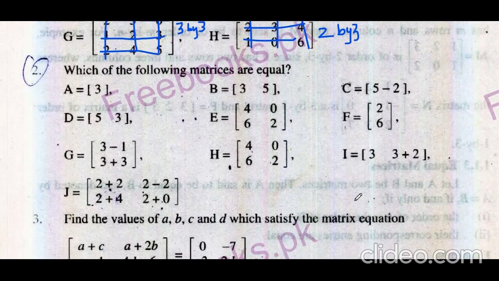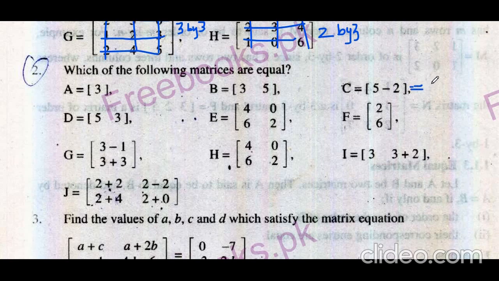Question number 2. Which of the following matrices are equal? Just first read all the matrices carefully. Do all the algebraic operations which are required in these, then compare. For example, matrix A is 3, matrix B is 3 and 5. The element or entry of matrix C is 5 minus 2, which is 3. So the element of C is 3. Entries or elements of matrix D are 5 and 3. Entries of E are 4, 0, 6, 2. Entries of matrix F are 2 and 6.